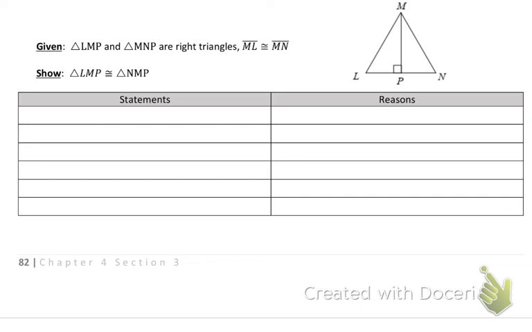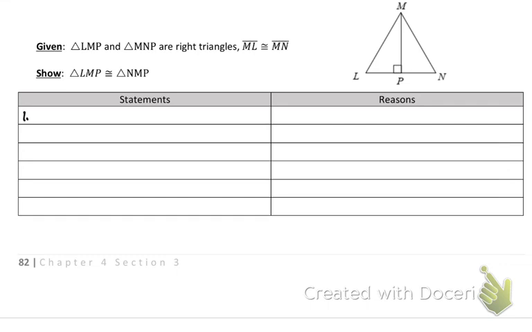So it says that triangle LMP and triangle MNP are right triangles. If I do not give you this in the picture, you can ask me which angle should be right. If it looks like it's right, it's right. Okay, so we have the right angle, and we also have that ML is congruent to, looks like, MN. All right, I'll make sure I didn't miss anything. Cool. So let's go ahead and mark down what was given.